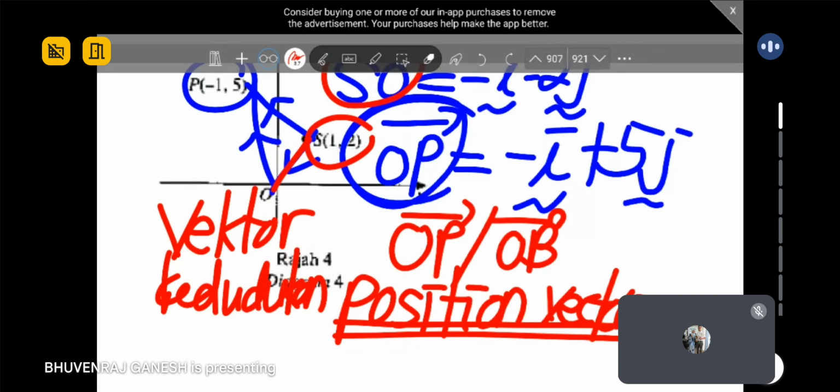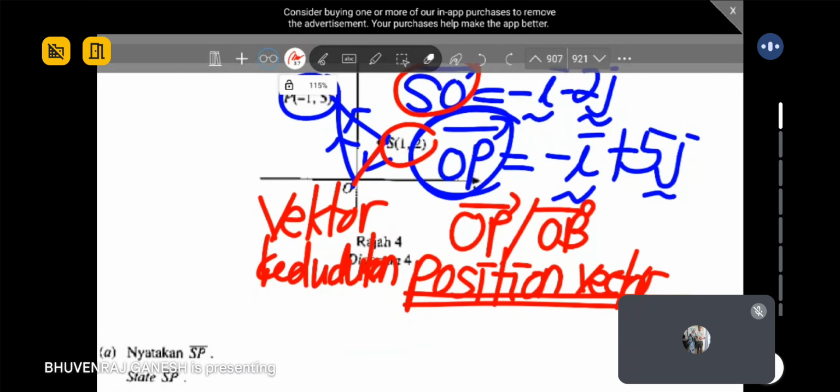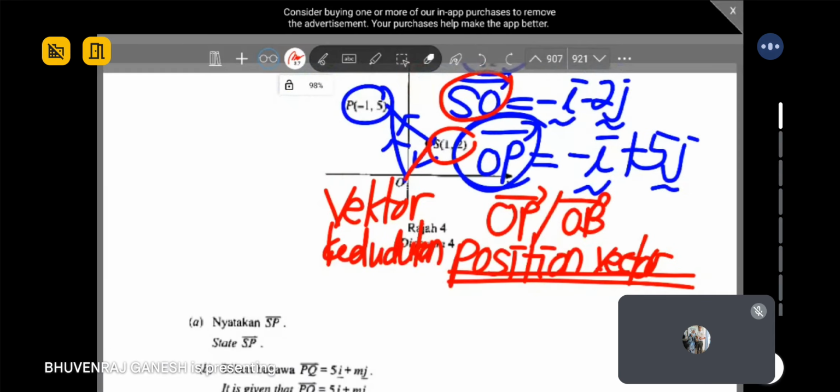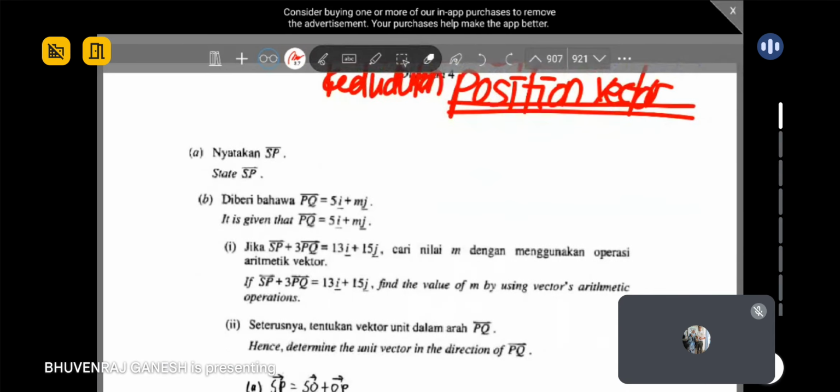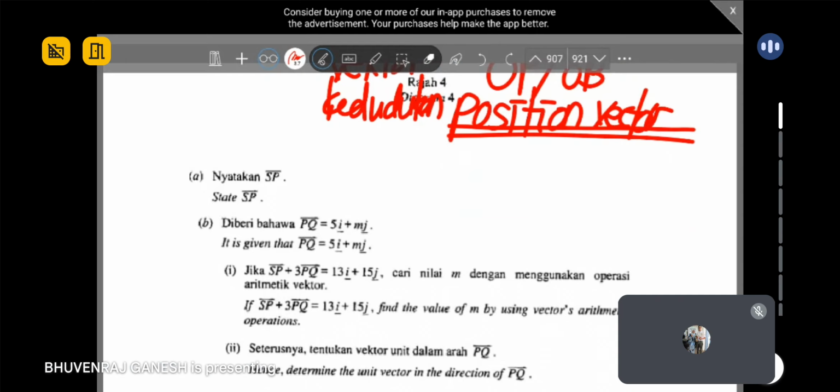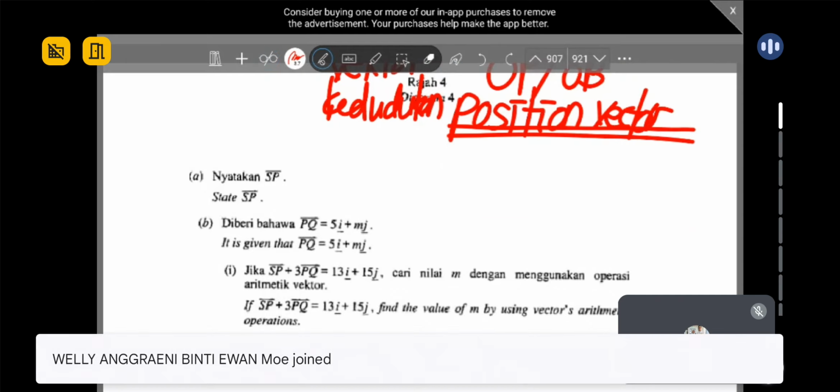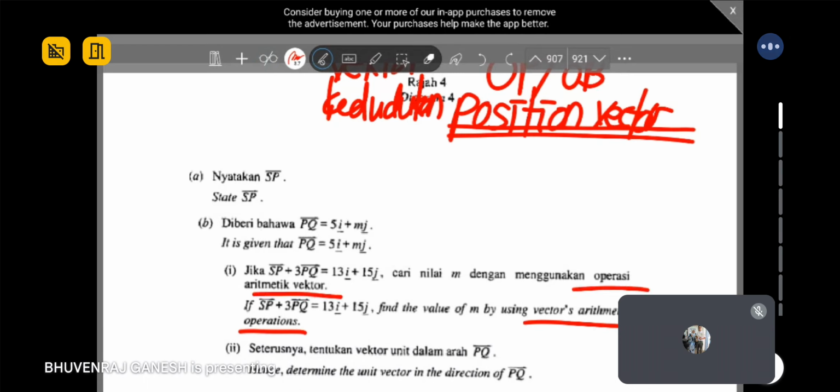Zero vector, of course lah. That one very simple. It's equal to zero. Am I right? Okay. So next one. Question B1. Okay. So this question is a bit weird. So guys, a lot of you will get scared. Banyak orang akan takut dah. Lihat yang ni. Am I right?